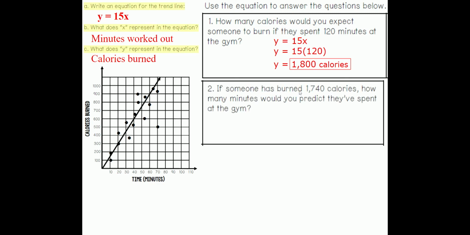Let's look at another question. If someone has burned 1,740 calories, how many minutes would you predict they've spent at the gym? So let's go back to our equation. Now they've given us the calories burned this time. Remember, calories burned is y, so we're replacing y with 1,740. Bring down the 15. Predict how many minutes they spent at the gym. That's what we don't know, so we need to solve for x. We do that by dividing both sides by 15, because it's the inverse of multiplying. So divide 1,740 by 15, and you get 116. And they were asking us how many minutes it would take to burn 1,740 calories. It'd take 116 minutes.